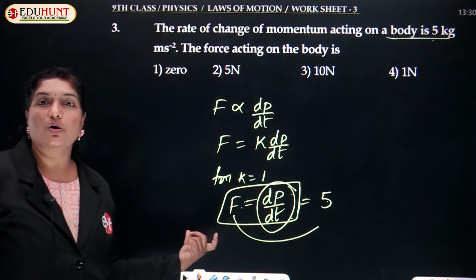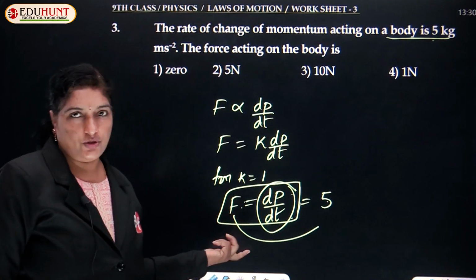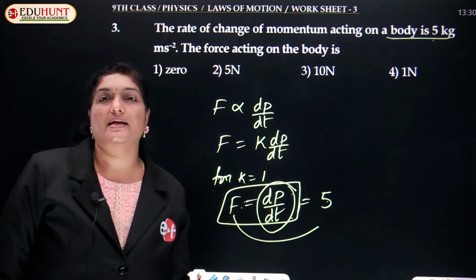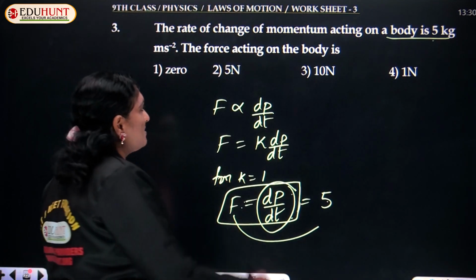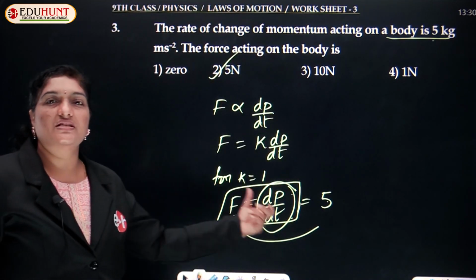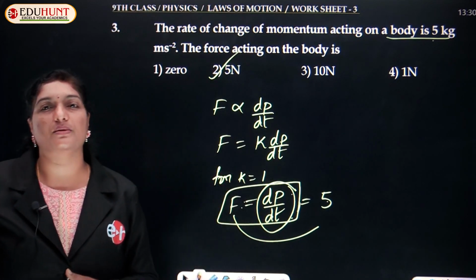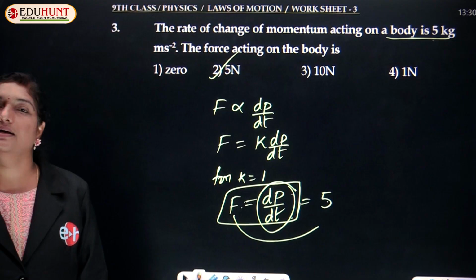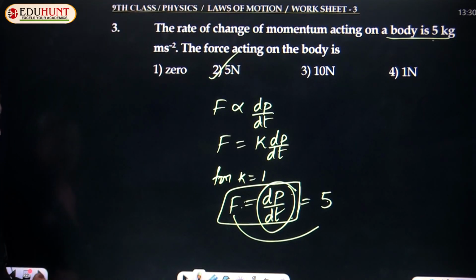Force, in the SI system, is generally measured in Newtons. So, whether it is kg meter per second square or Newtons, it means the same. So, how much is the value? 5 Newton. F itself is equal to dP by dt. Whether it is measured in Newtons or kg meter per second square means the same. Okay. So, now let us move to the next question, children.